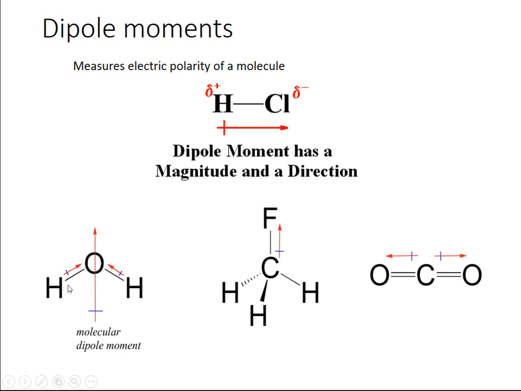So we can look at different molecules. So dipole moment has a direction and magnitude. So we give a number for this polarity, as you will see later.